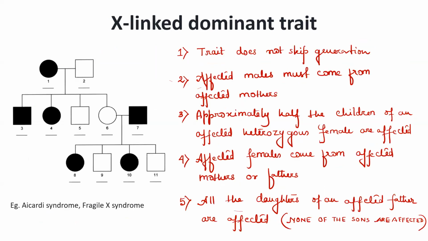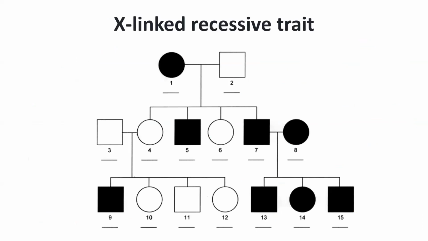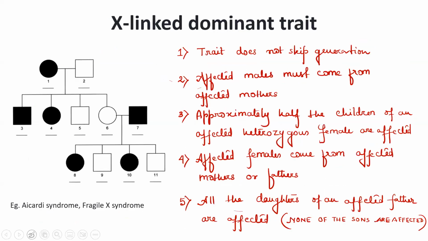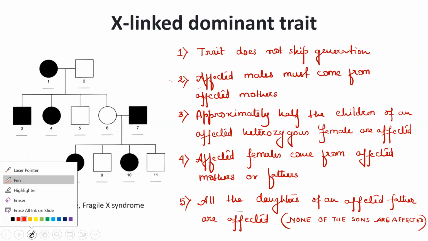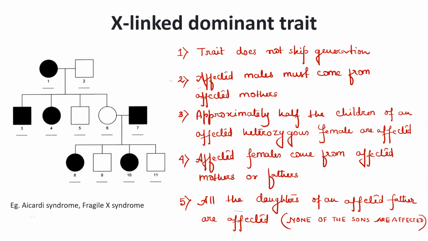Fine. Yes, this is a very important one. X-linked dominant trait. What do we see here? See, what does it say? Trait does not skip generation. Dominant again. So how will it skip the generation? Fine. See, in every generation you will see one shaded thing, affected. So in every generation you see affected individuals are present. So the trait does not skip generation.